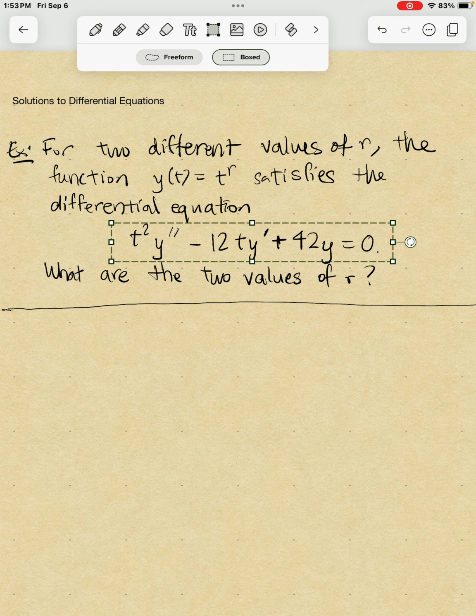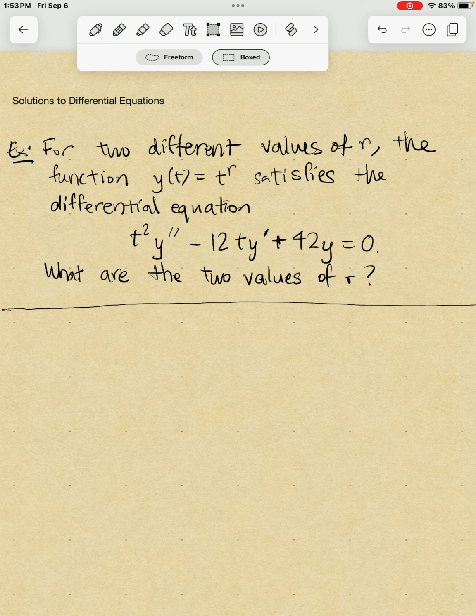Now in this question, it's not asking us to figure out what all the values of y are, right? Solving a differential equation means finding all the solutions, but in this question, we're not asked to find all the solutions. We're told that y of t equals t to the r is a solution to this differential equation. And we don't have to ask where it came from. Okay, we just need to figure out what r will work.